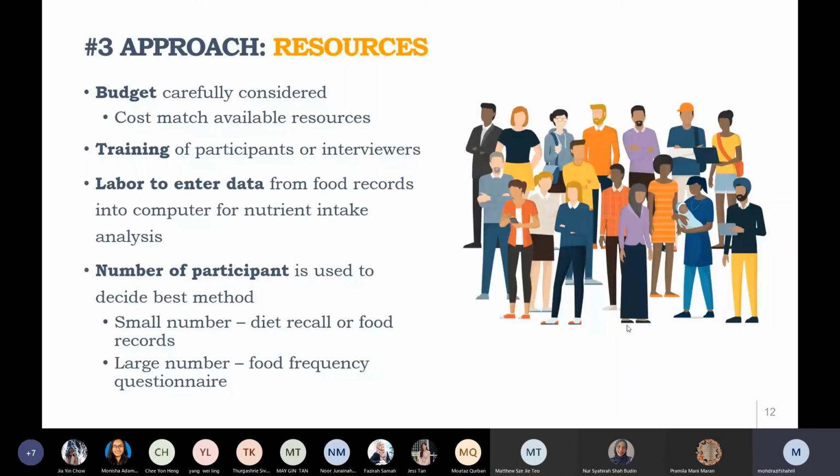So if the study only involves a small number of participants, we can choose diet recall or food records. This is related to labor and also budget. Okay, and when you have a large number of participants, you might be interested to use a food frequency questionnaire in measuring diet, because you have a lot of participants, and this will reduce the labor to enter the data, and also the time and cost to conduct the dietary assessment. So later we will see for each dietary assessment method, what are the pros and cons related to the method.